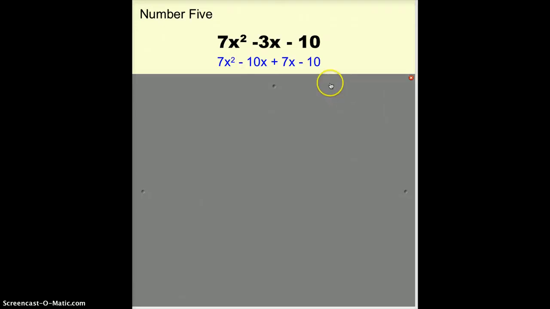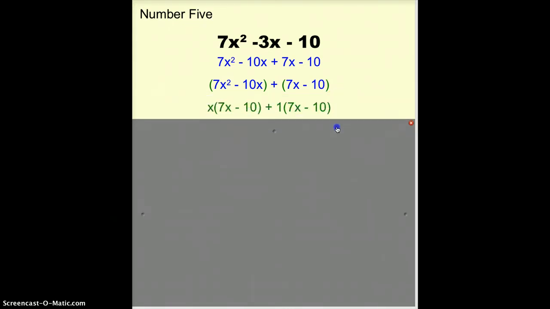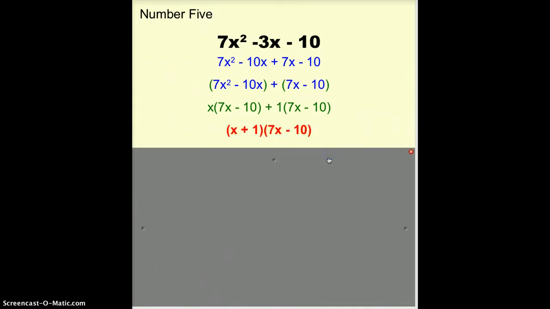Use your grouping symbols. From the first set, you can factor out just x, and in the second set, it looks like you can factor out just 1. So you can factor out 7x minus 10 and your scale factors x plus 1.